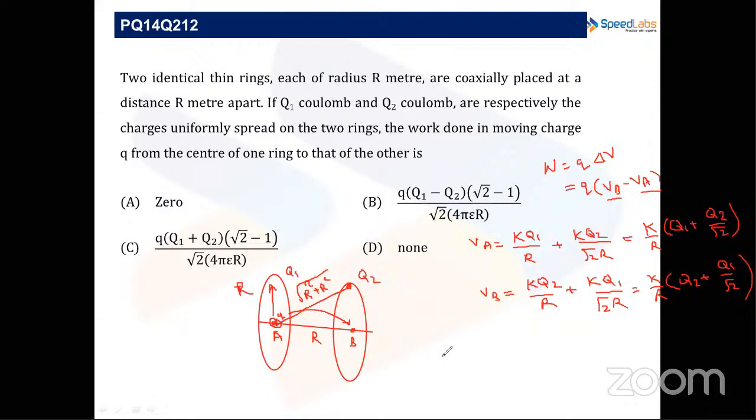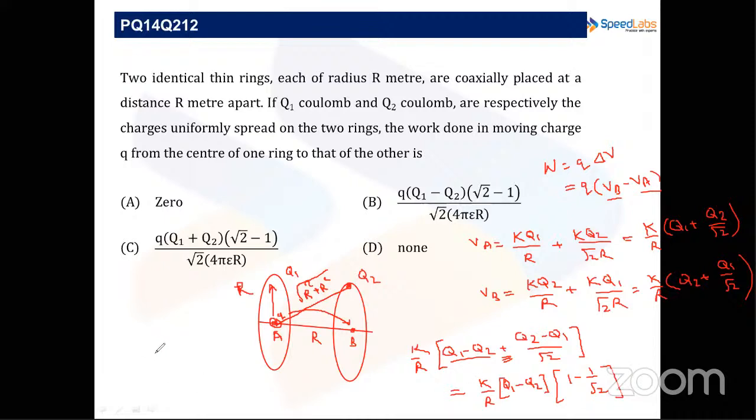So let's see what we get. Taking the difference, k by r will remain common, and k is 1 upon 4 pi epsilon naught, obviously. We get q1 minus q2 here, and here we get q2 minus q1 by root 2. So let's make it negative and switch the signs, and take q1 minus q2 common. With k by r already there, inside the first term 1 remains, and inside the other, minus 1 by root 2 remains, that is root 2 minus 1 by 2 root 2. So I am writing it again and just multiply with q, and you will get your answer.